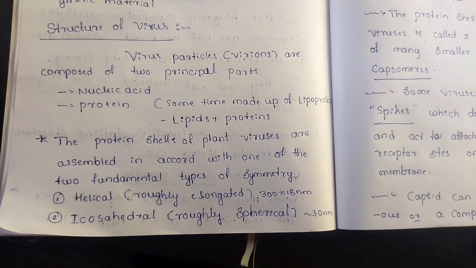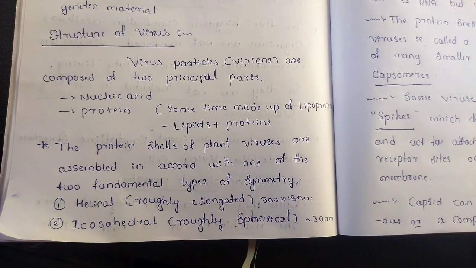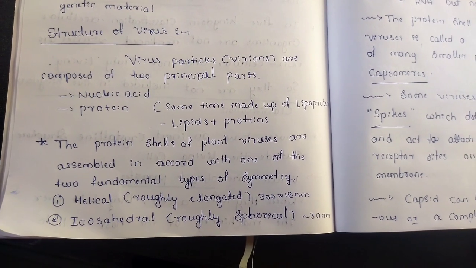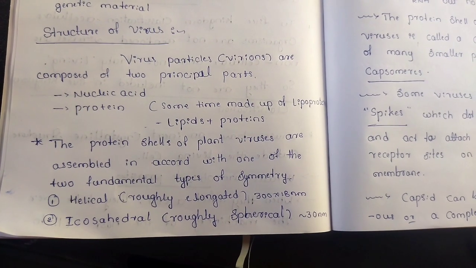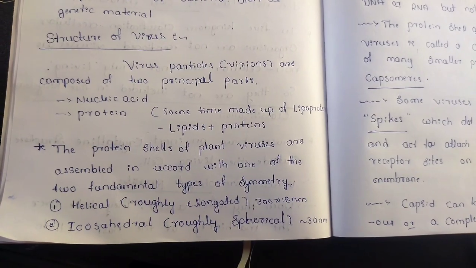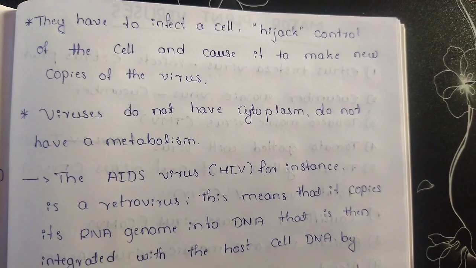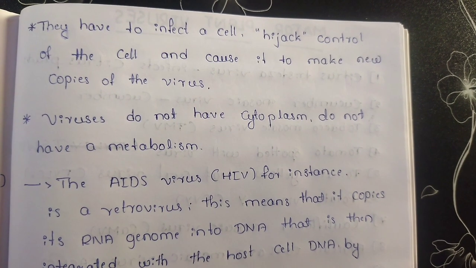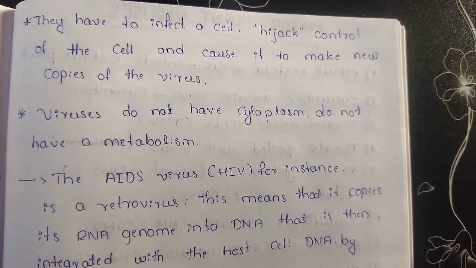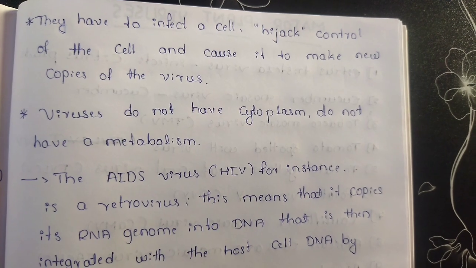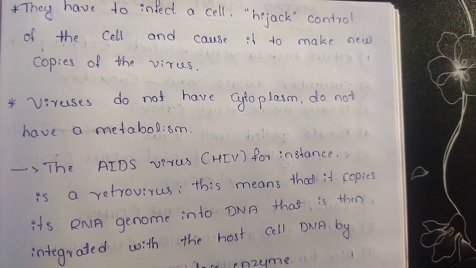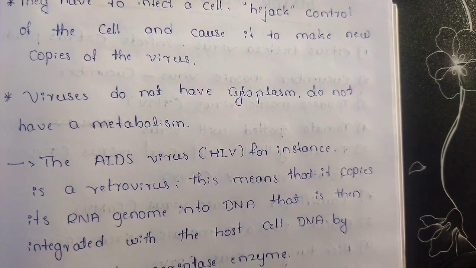Helical means roughly elongated. Its size is 300 by 18 nanometer. Then isohedral symmetry is roughly spherical in shape, about 30 nanometer. They have to infect a cell, hijack and control the cell and cause it to make new copies of viruses. Viruses do not have cytoplasm and do not have a metabolism.